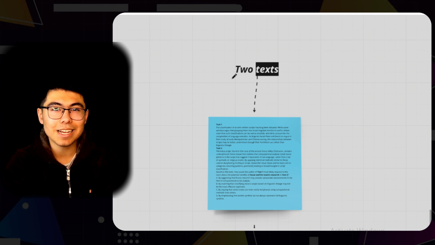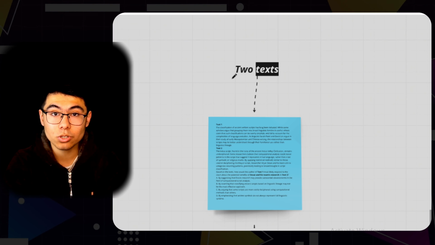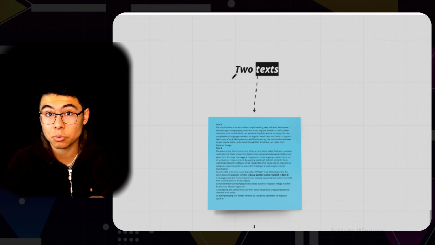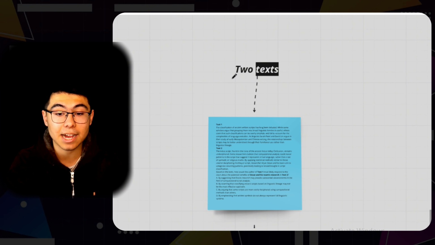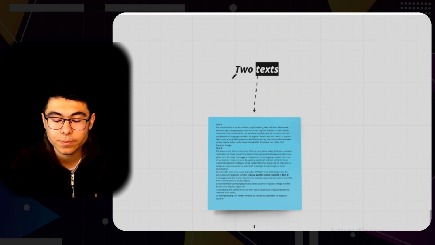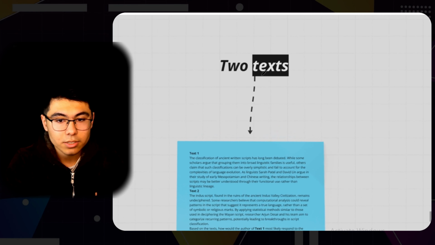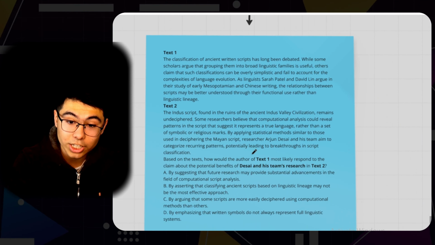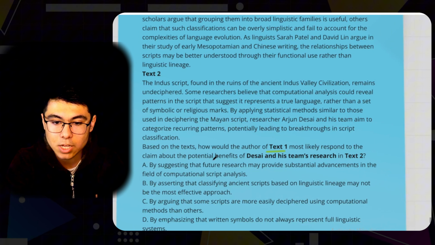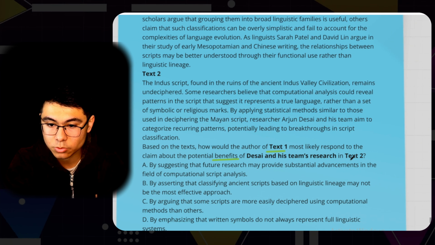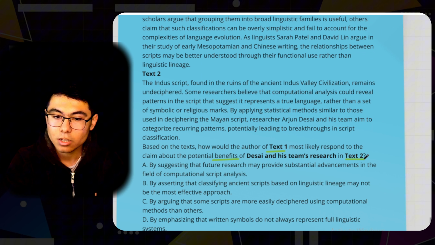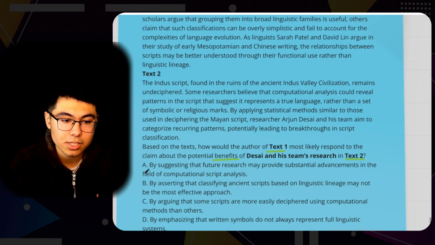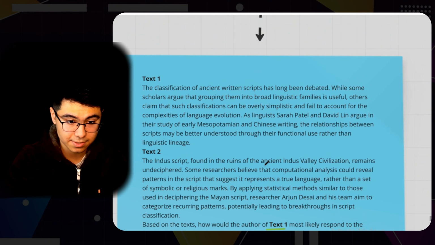Now let's look at some SAT reading questions in order to apply the right strategies, and I will also show those strategies after analyzing these questions. So the first one, we have two texts. And now let's read the question. Based on the text, how would the author of text 1 most likely respond to the claim about the benefits of that research in text 2? Okay, that is interesting. So now let's read both of the texts.